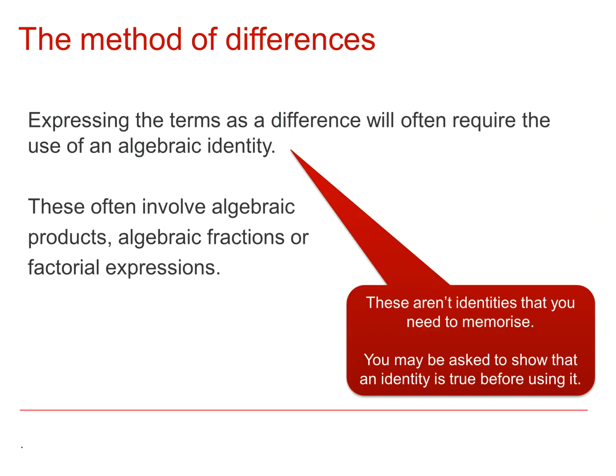Expressing the terms as a difference will often require the use of an algebraic identity. You won't have to memorise those, they'll always be given to you. And those identities can involve algebraic products, they might involve algebraic fractions, like the one we've just looked at, or they might involve factorial expressions.